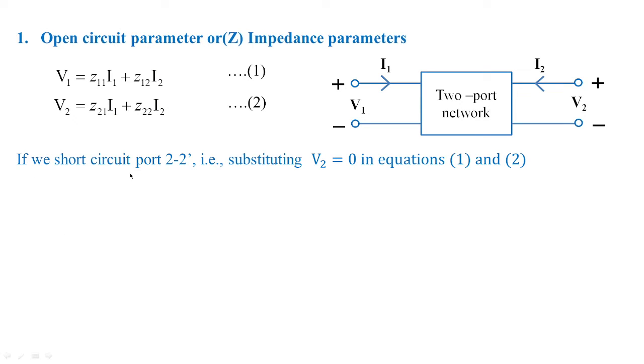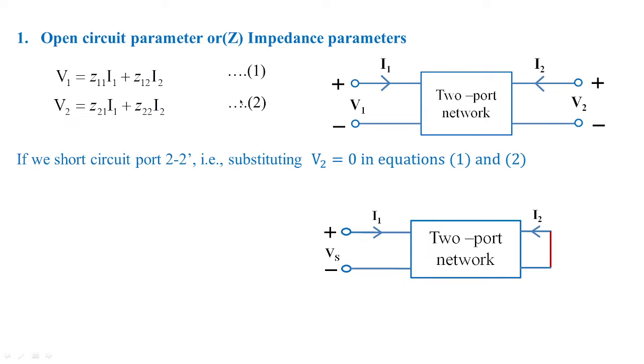If we short circuit the port 2-2 dash, that is the output port, which means that V2 will be equal to 0. So let us substitute this value V2 equal to 0 in equation 1 and 2, and we have shorted here. We are assuming the input voltage to be the source voltage, that is Vs, making the current I1 flow into the two-port, and I2 is going to depend on I1.